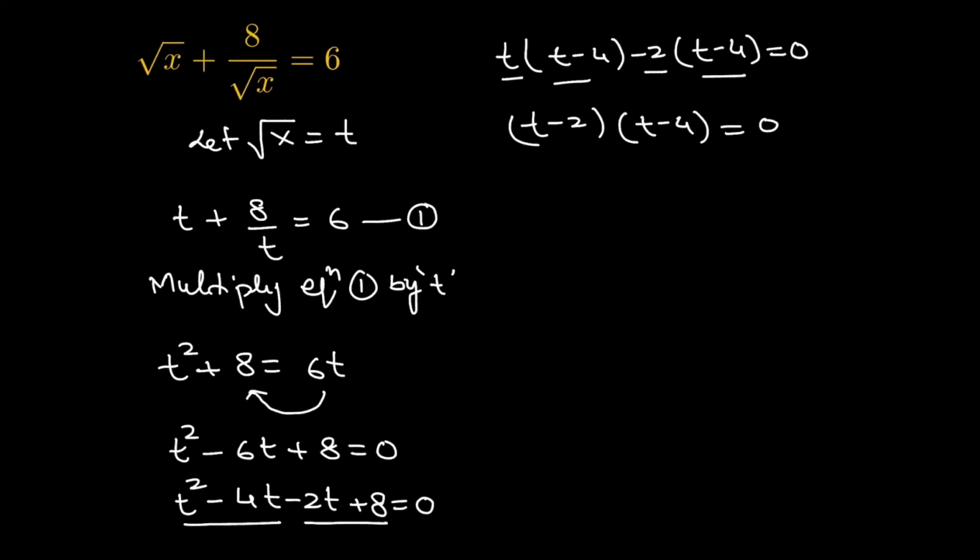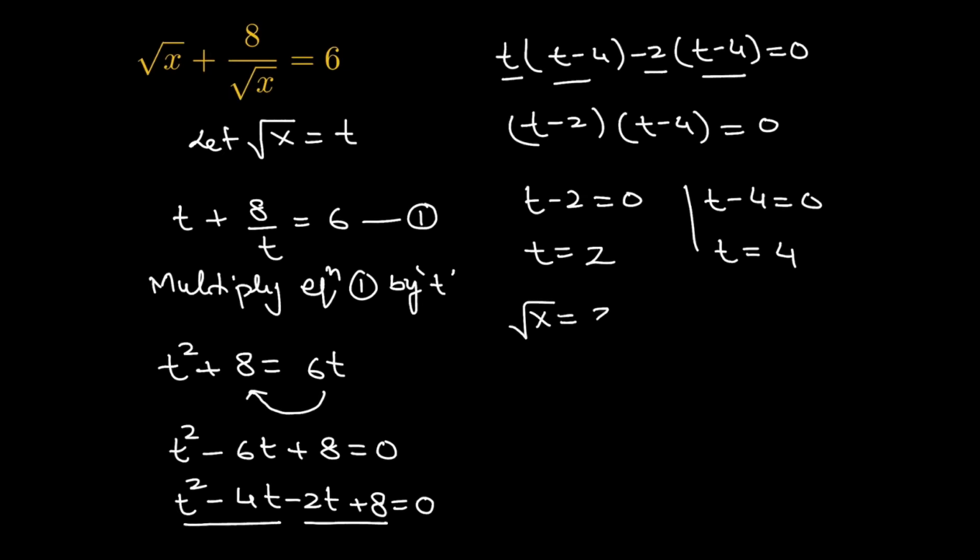The product of two factors is equal to 0. This means either t minus 2 is equal to 0 or t minus 4 is equal to 0. When t minus 2 is equal to 0, that means t is equal to 2. When t minus 4 is equal to 0, that means t is equal to 4. So our t is root x. So root x is equal to 2.